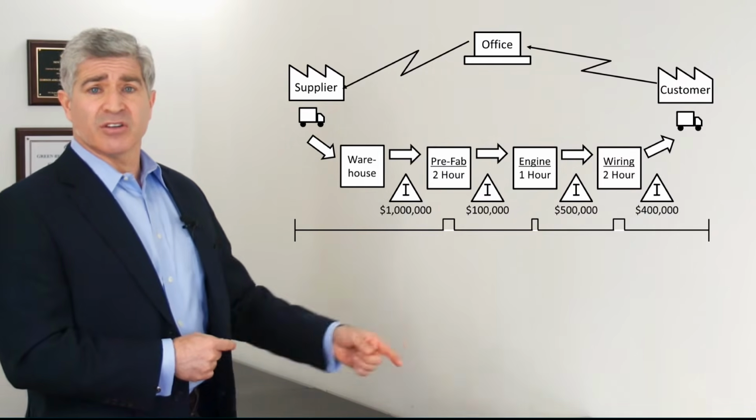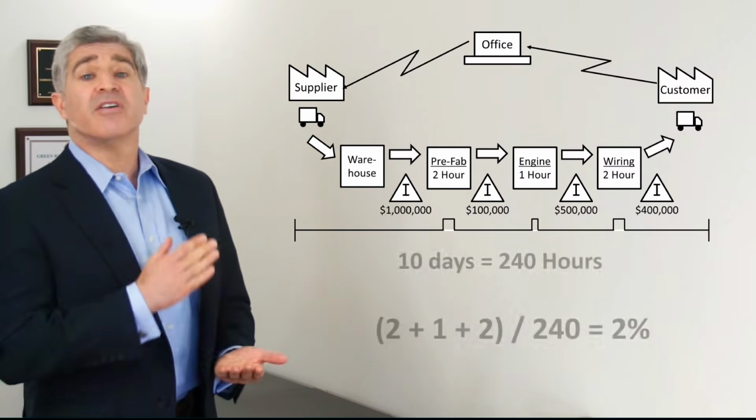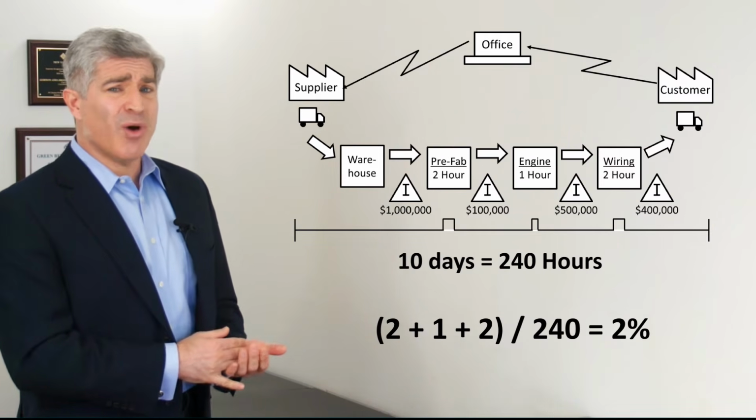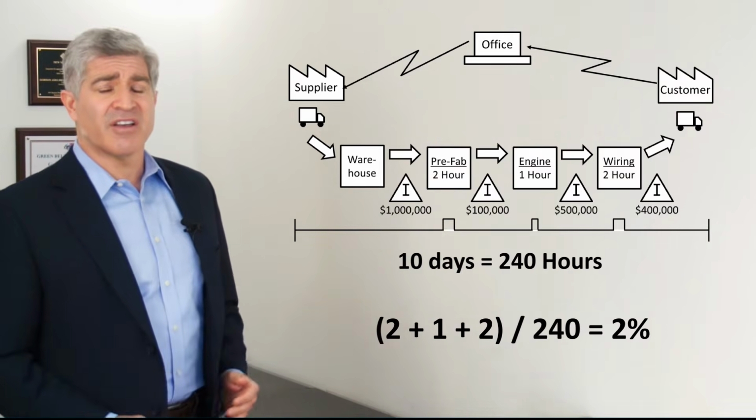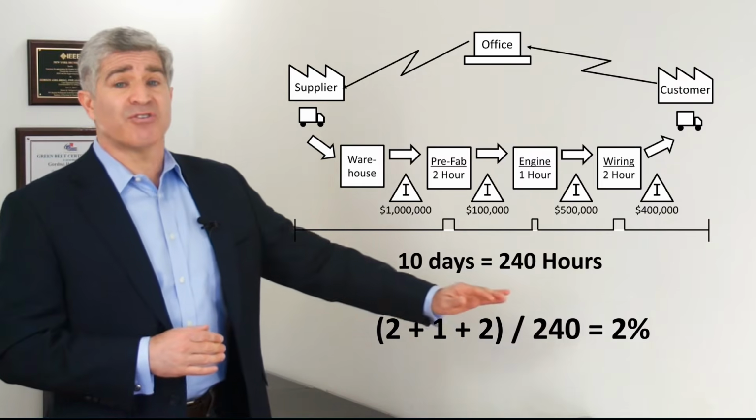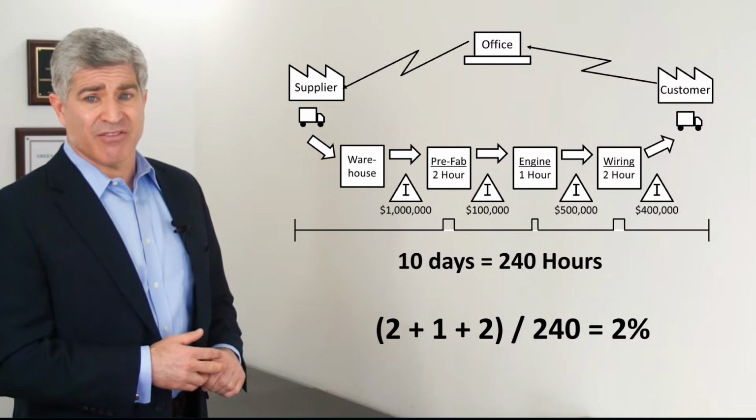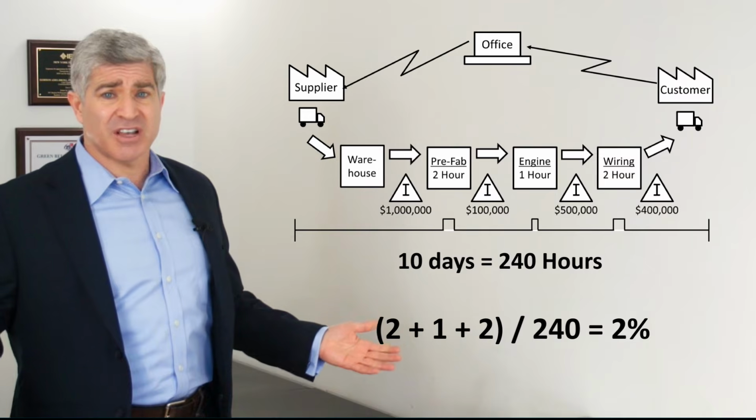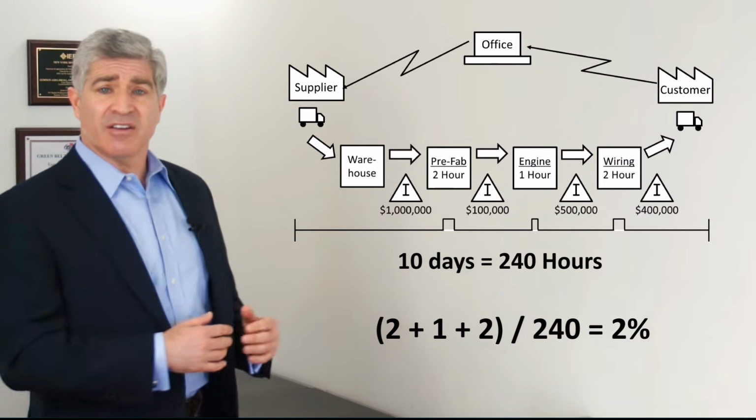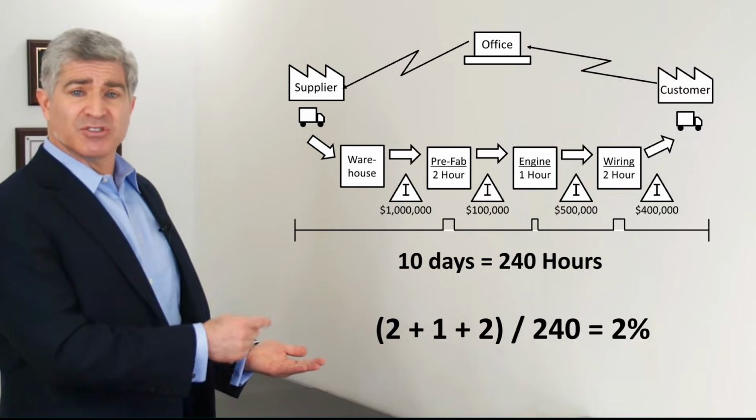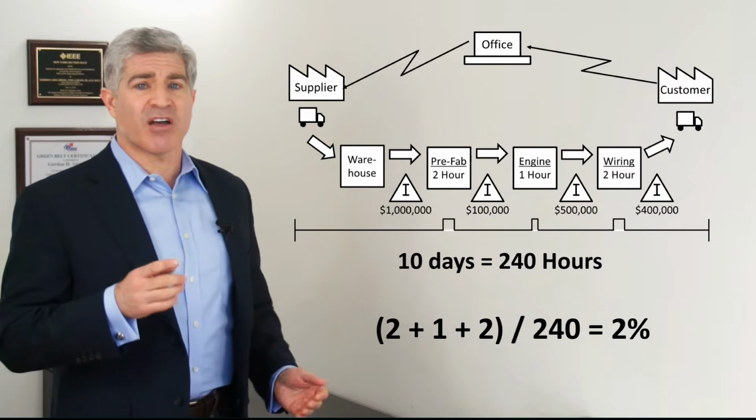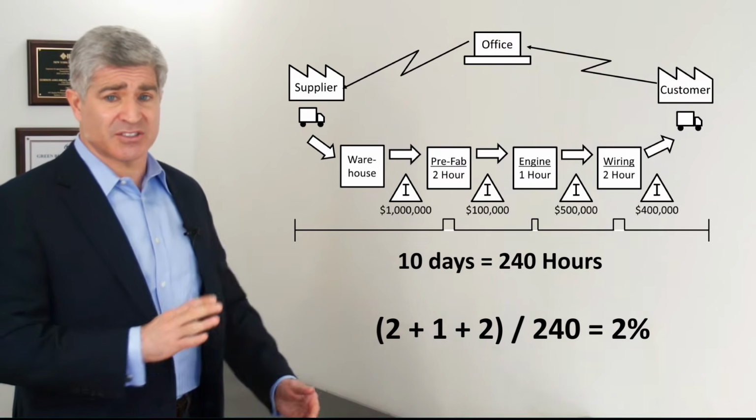Where is your value? Look at the spikes in the sawtooth. 2 hours for the pre-assembly, 1 hour for the engine, and then 2 hours for the wiring harnesses and the electrical. 5 hours of value added time divided by 240 hours that you've had this stuff, and what do you get? 2% value added time. The rest, it's all waste. Now you have a value stream map that shows you where you're adding value, where your waste is. Now we can talk about where your money's going, now that we can see this.